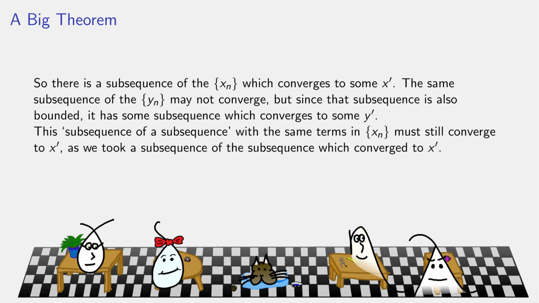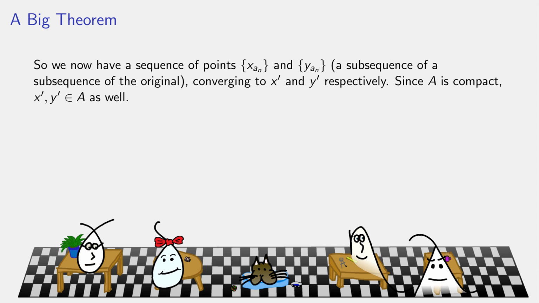So this is a subsequence drawn from a subsequence. But since the intermediate step had the xn's converging, and now I have a subsequence of that, the xn's are still converging to the same thing. So now what we have is a subsequence of a subsequence where the xn's and yns are both converging. Okay, but since our set was compact and we have converging sequences, they're converging to a point in that set. So the limit points x prime and y prime are in A as well.